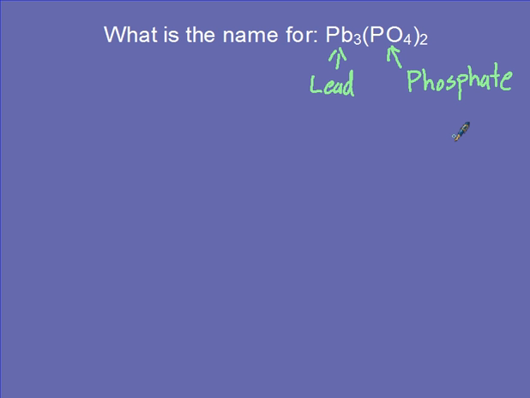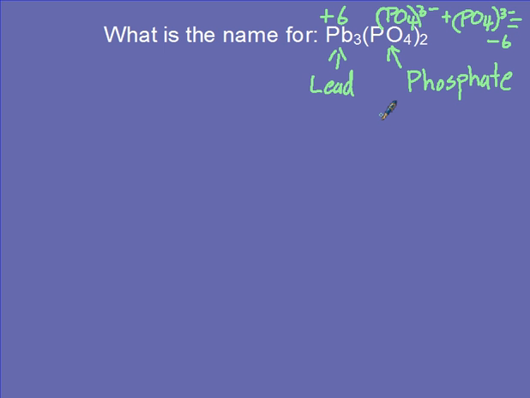Now you also have to know the charge of each of these phosphates is 3 minus. Each one is 3 minus. Since there's two of them, that gives you a total charge of 6 minus. So these three leads over here balance out that minus 6 with a positive 6. That means each of these leads, each one, is positive 2. 2, 4, 6.